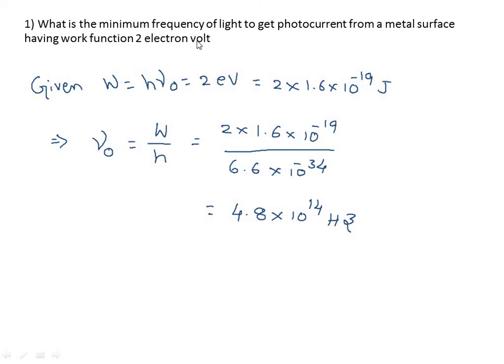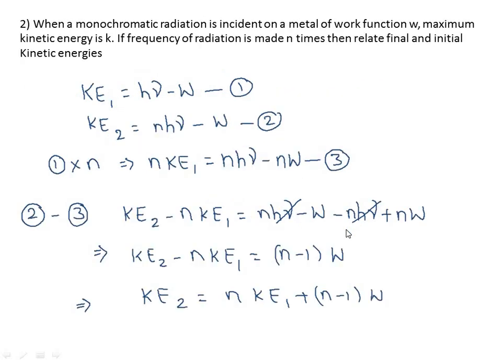So for us the work function has been given, which is 2 electron volt. So W equal to h nu naught equal to 2 electron volt, multiplying with the charge which converts this electron volt into joule. So nu naught equal to W by h. Upon substitution my final answer is 4.8 into 10 power 14 hertz. Okay, right. Look at the second one.